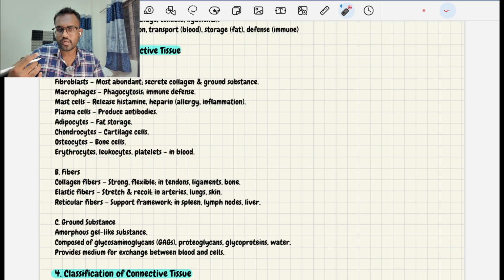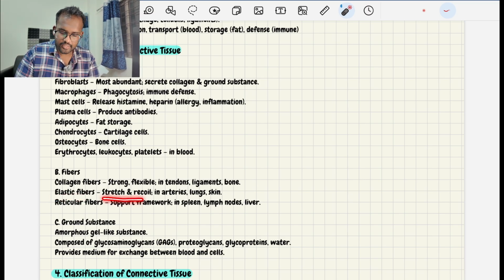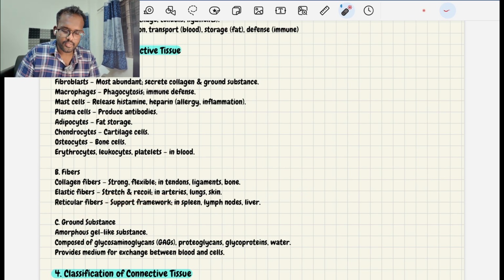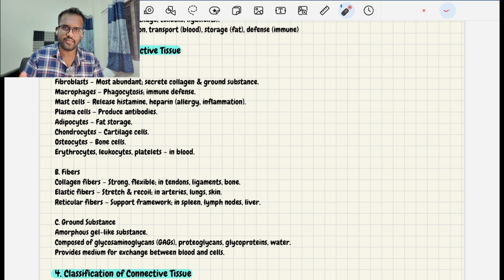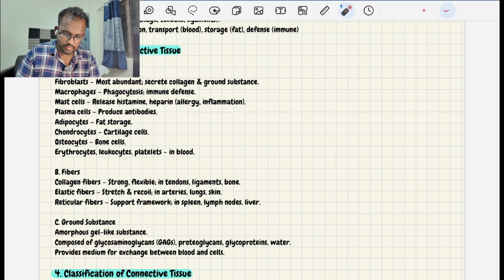Collagen fiber is very important because it holds the tendons and ligaments in place. It maintains structural integrity. Then we have elastic fiber, which provides stretch and recoil, present in arteries, lungs, skin, etc. Then we have reticular fiber, which supports the framework in the spleen, lymph nodes, liver, etc. Then we have ground substance. What is ground substance? It acts as a lubricant for the joints and other organs. It is an amorphous gel-like substance composed of glycosaminoglycans, proteoglycans, glycoproteins, and water, and provides a medium for exchange between blood and cells.